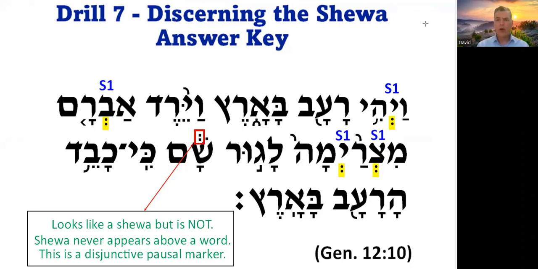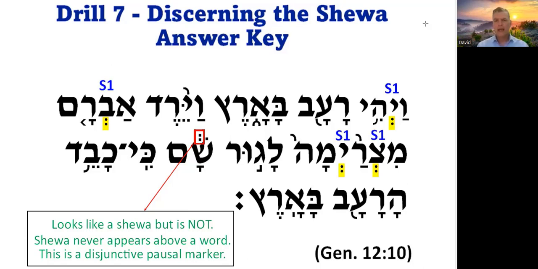As you can see, the Shewas are all highlighted in yellow, and that is one part of the assignment. You are to take the time to get your highlighter out. And this is like testing you. Do you know what a Shewa is? Do you know what it looks like? Can you identify it from other things that look just like a Shewa, but they don't appear beneath words, they appear above words? And I'll offer some comments on that one example that is in the red box in a moment or two.